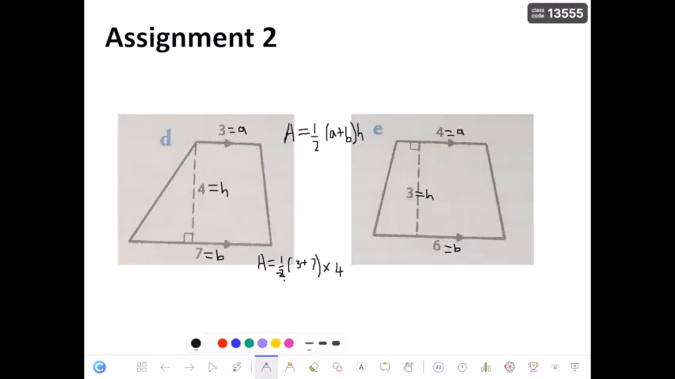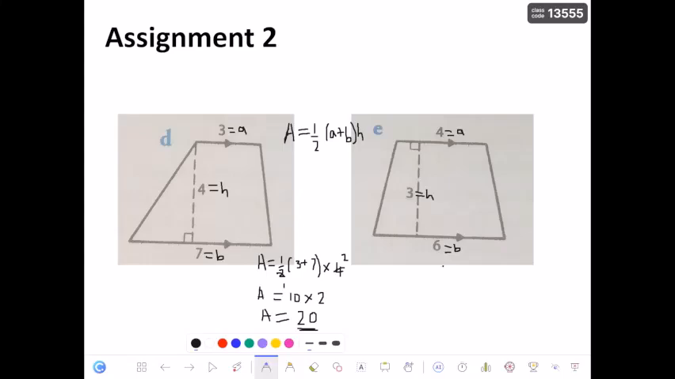So if you cancel 2 here, 1, 2 into 4 is 2. 3 plus 7 will be what now? That will be 10. 10 times 2. So our area in number D here will be equal to 20. So the area of this one is 20. So take note of that.